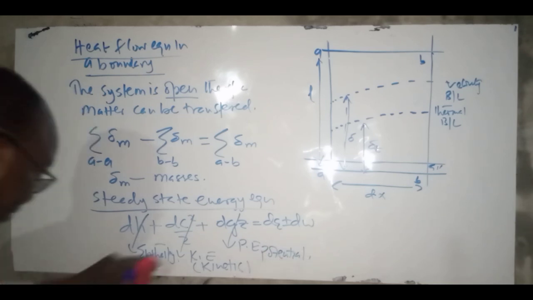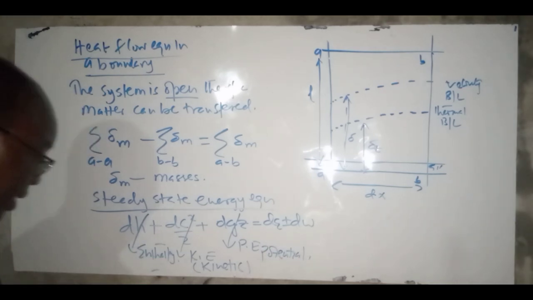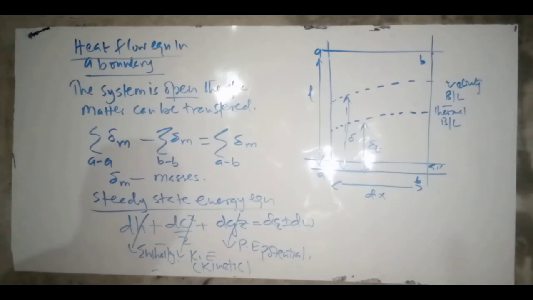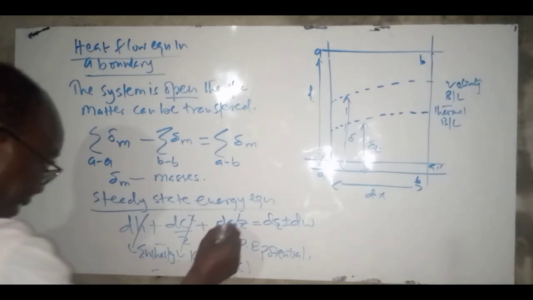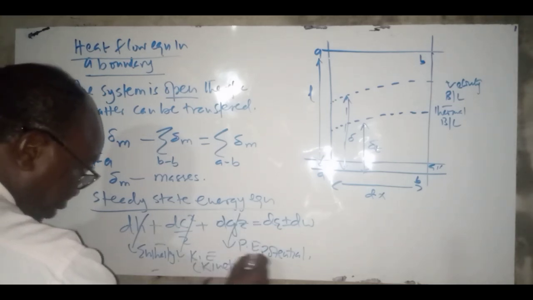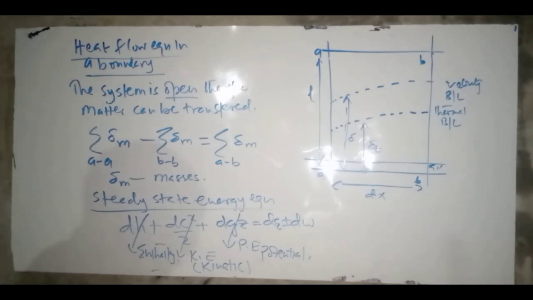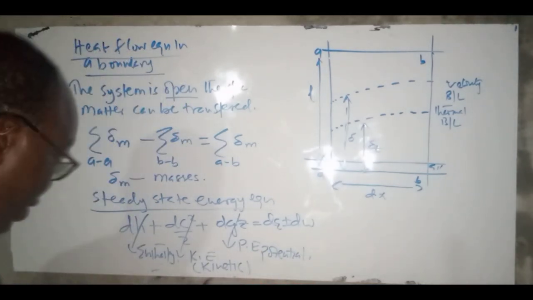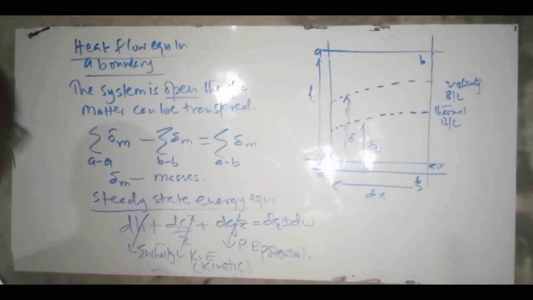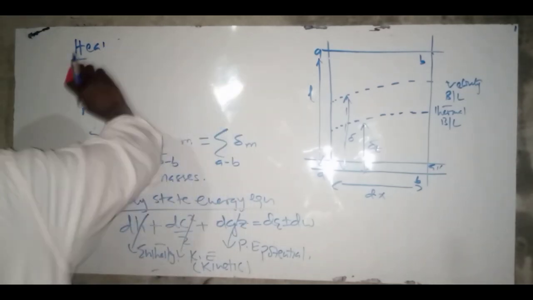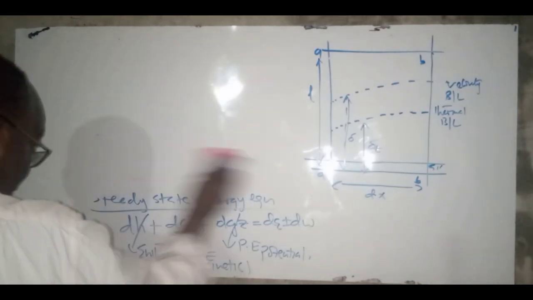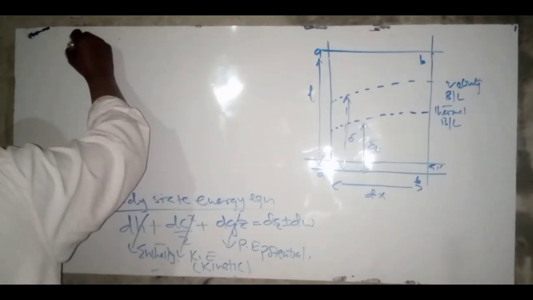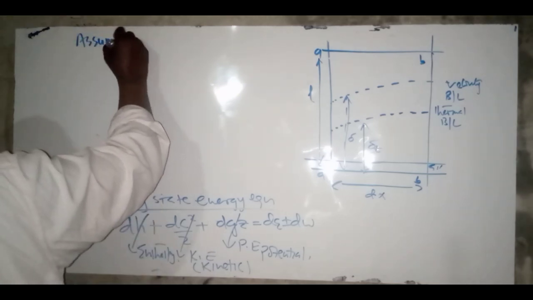So if you look at specific enthalpy and kinetic energies, let us assume that in our case, the potential energy does not change significantly. In other words, there's no significant change in the datum levels. So we can talk of our system here. We can ignore the potential energy, assuming no change in the datum level.